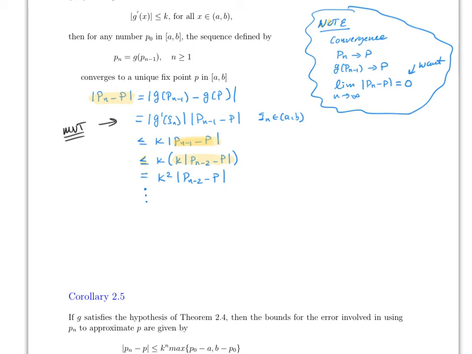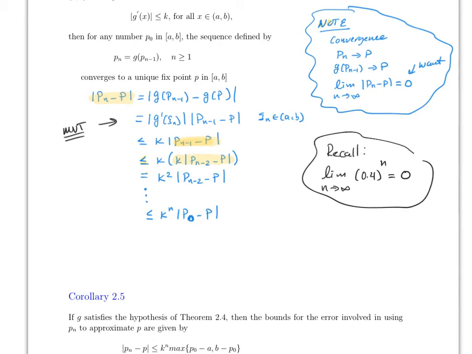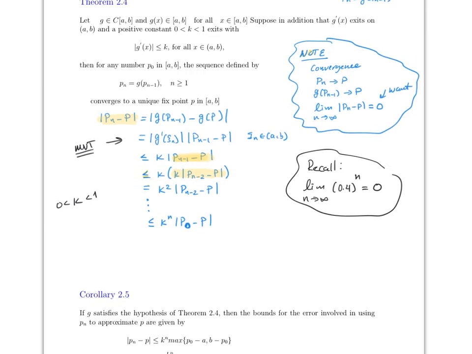So if you do it n times, this will be less than or equal to K to the n power times the absolute value of P0 minus P. Now before we take the limit, recall this from Calculus 1, that the limit as n goes to infinity of any number to a power, as long as the number is less than 1, is equal to 0. Here, remember that the value for K is between 0 and 1. That's what the theorem says.